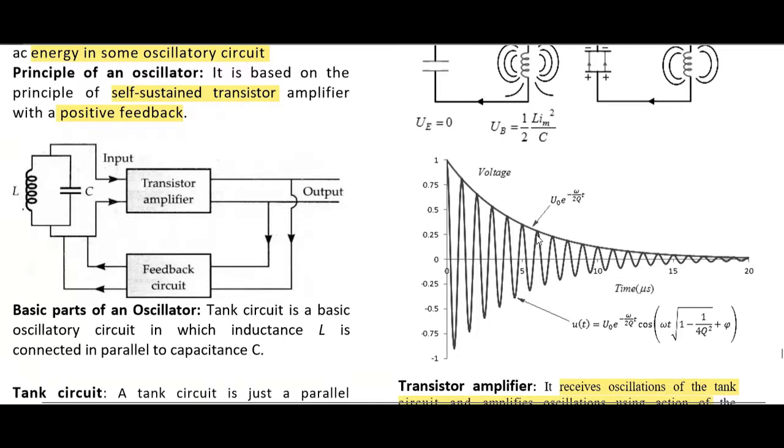So damping losses are compensated by feedback circuit, and transistor circuit amplifies the input signal. Now, if I outline the roles of these three circuits, LC oscillation circuit produces oscillations, but they are damped ones. These oscillations are fed to transistor amplifier. Transistor amplifier amplifies the oscillation. Then a part of this is fed back to LC oscillations. So in this way, we get undamped oscillation.